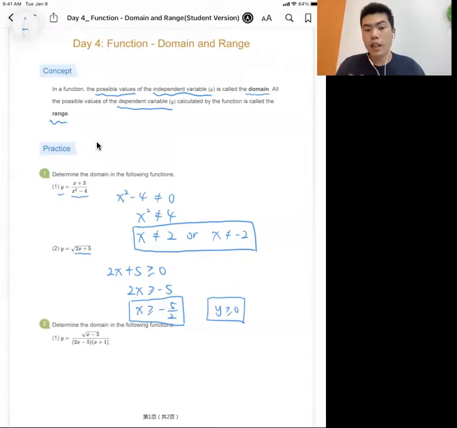To sum up, if you see an expression with x in the denominator, make sure that the denominator cannot be equal to 0. And if you see a radical expression, make sure that the expression inside the radical is greater than or equal to 0. These are the two most common cases you will see when you try to determine the domain and the range.